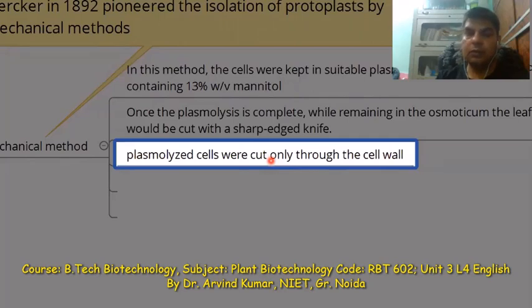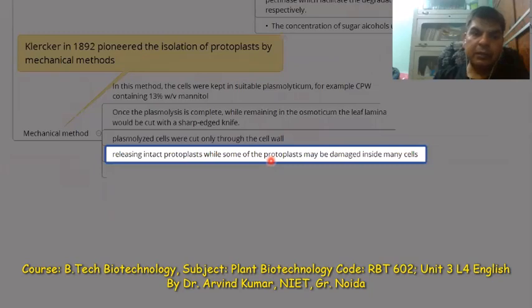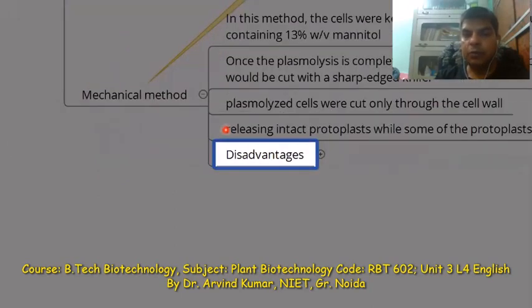Whatever cutting is there, the wall is cut and no damage happens to the protoplast, so with that cut the protoplast will leak out from the cell. There will be very few intact protoplasts, while some may also be damaged inside many cells. So it is a method with no major percentage of success because the failures are very high. Whatever protoplasts are intact, we can collect them.